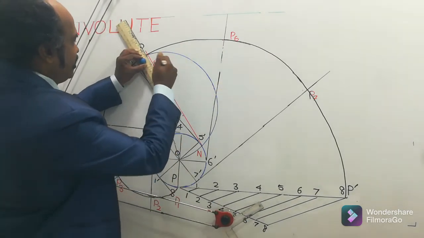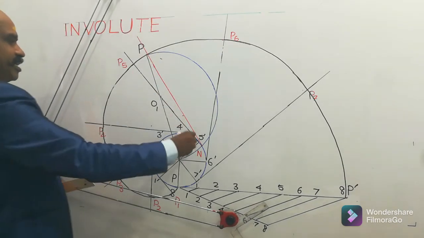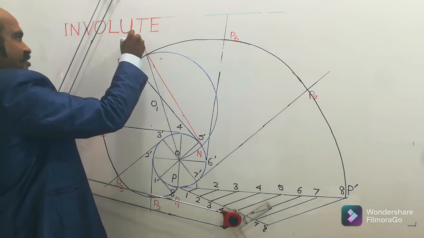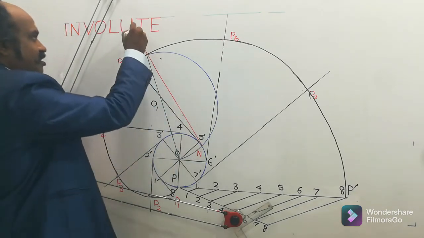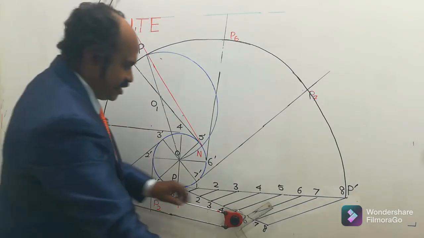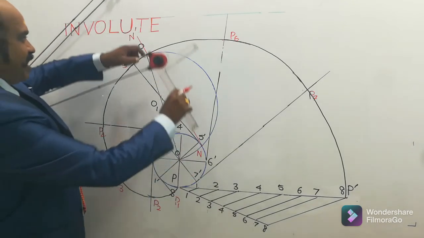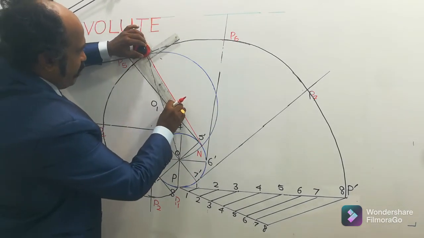Join N and extend that line, and extend it to the other side of the involute. This point may be marked as N dash. Now if you draw a 90 degree line to N dash, it goes like this, perpendicular to N dash. So you use your drafter scale. Place the scale on N dash and rotate clockwise, and the scale will become tight.